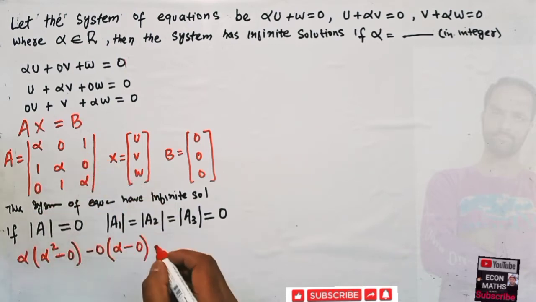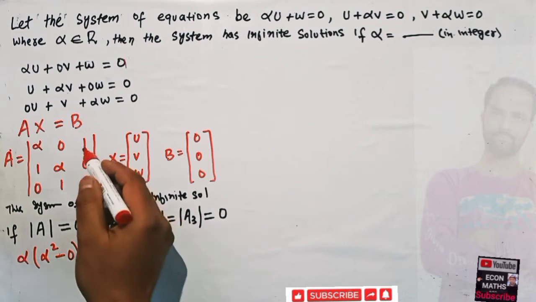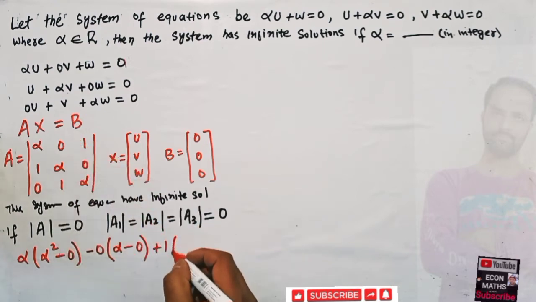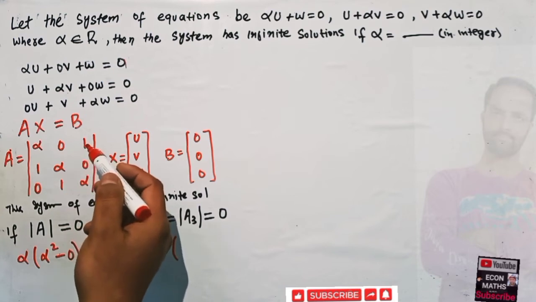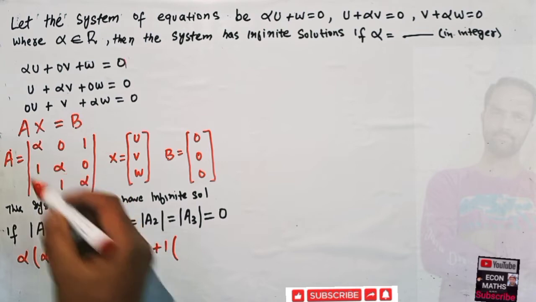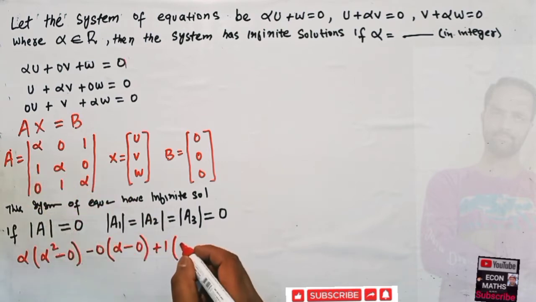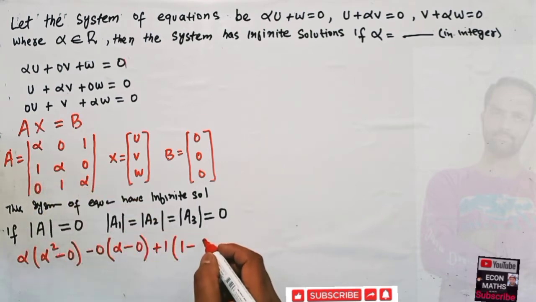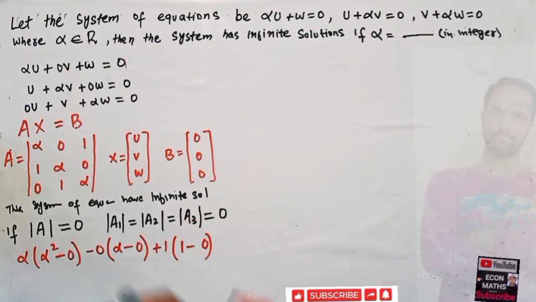Okay, then we have plus 1. Now here what we need to do, we need to delete this row and this column and take the determinant of the remaining elements. That means 1 into 1 is 1, minus 0 into alpha is 0. I have explained this whole stuff in the matrices series, in the linear algebra series. You can find out how we use Cramer's rule or how to find the determinant. So this whole step should be equal to 0.